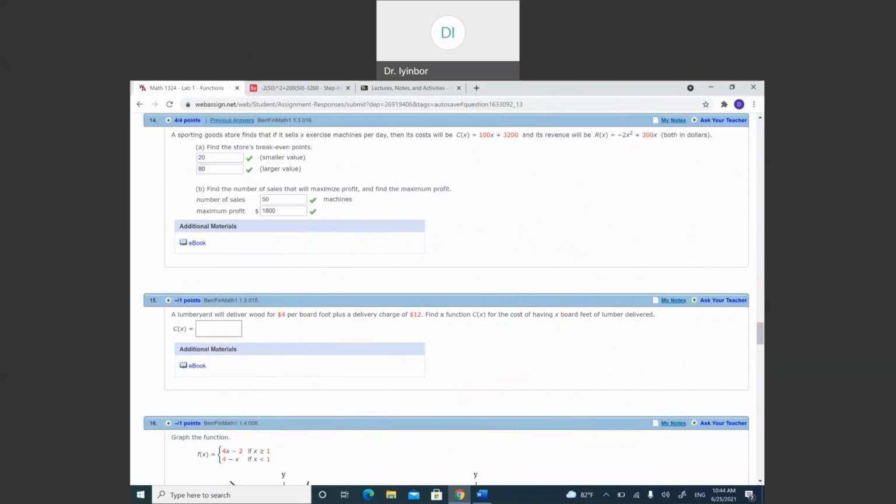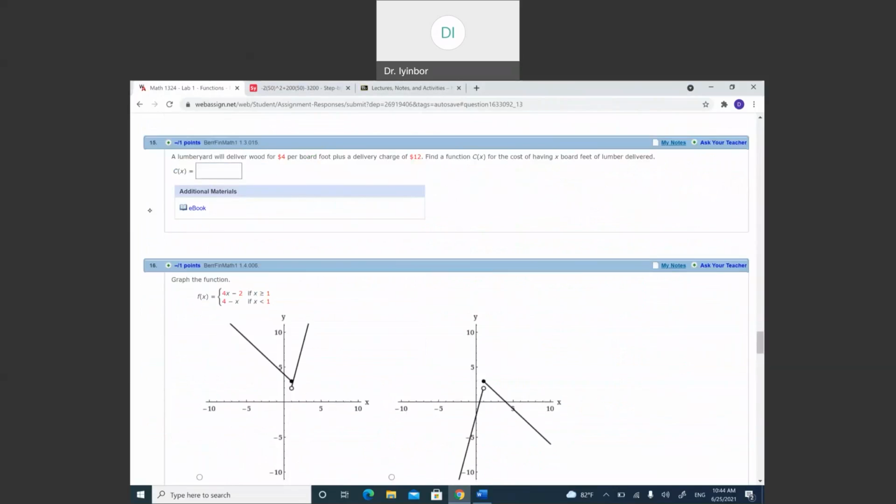Then you're going to go to number 15. And number 15 is, we have to find a function, which is the cost of having X board feet of lumber delivered. So here we have delivery cost, delivery charge, which is $12. And then we have also $4 per foot.